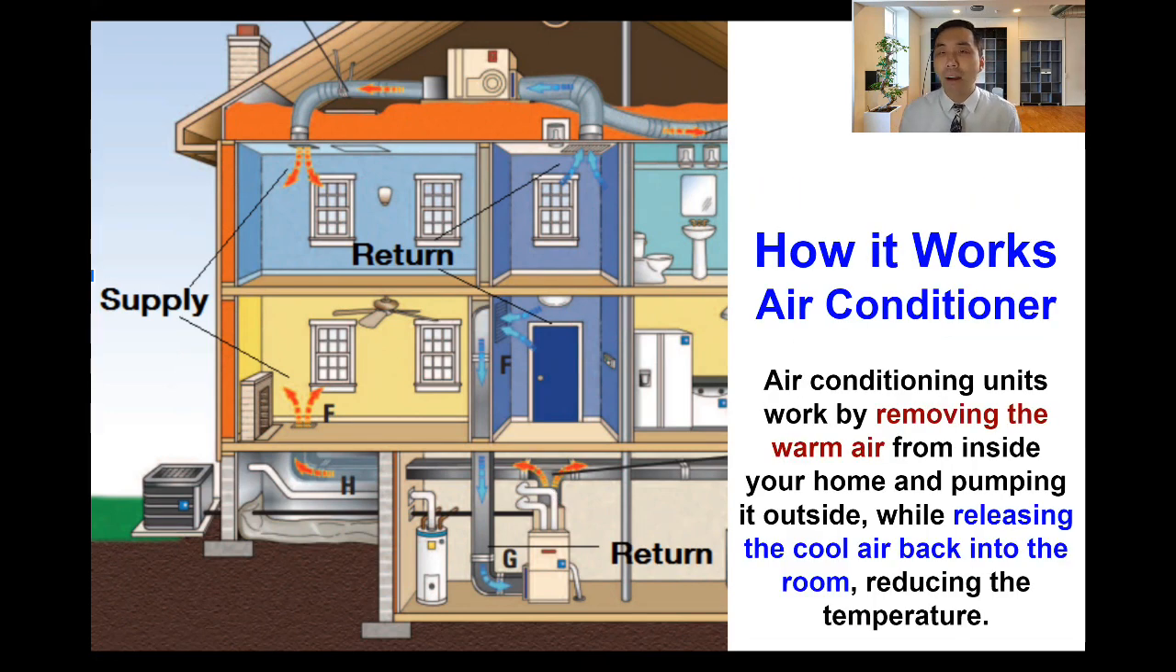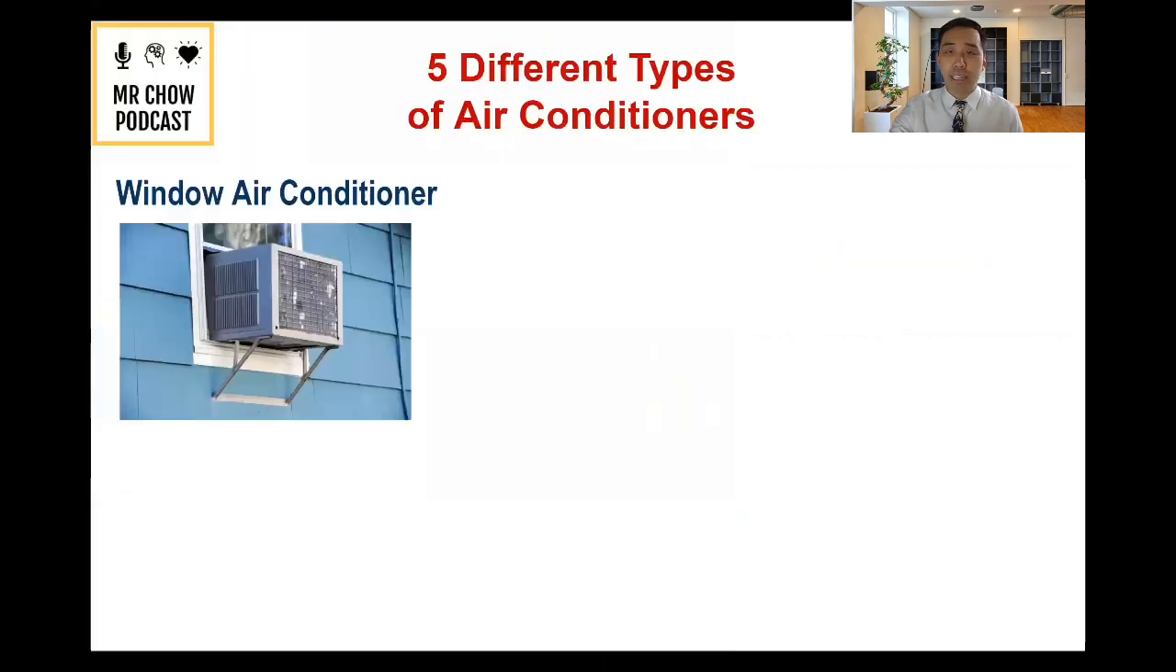Okay, so how does an air conditioner work? Well, air conditioning units work by removing the warm air, as I said, from inside your home and pumping it outside while releasing the cool air back into your home, reducing the temperature. That's really the gist of how an air conditioner works.